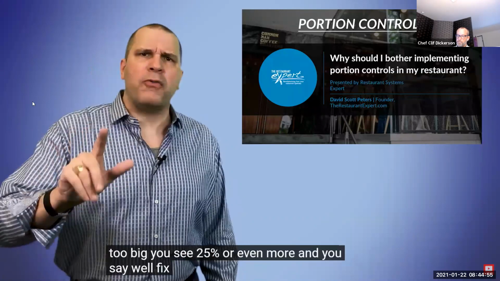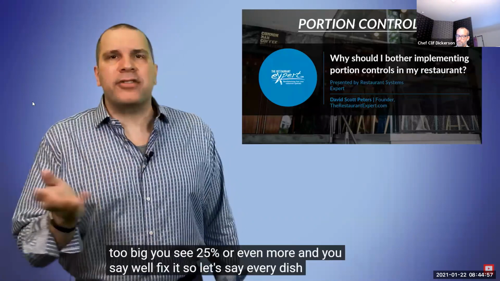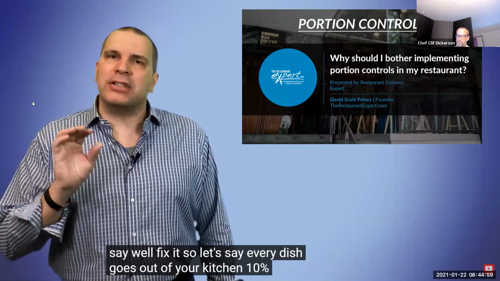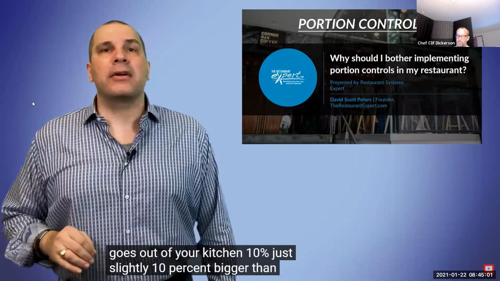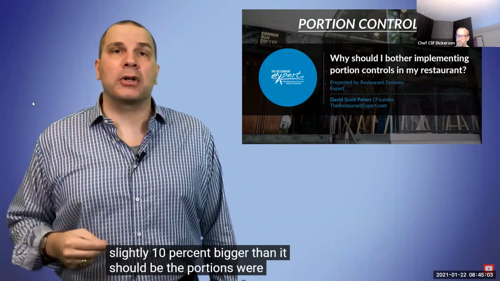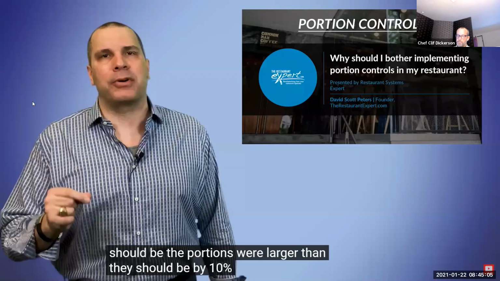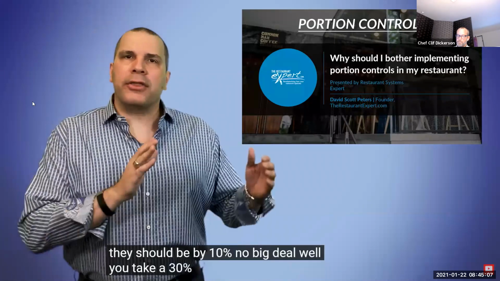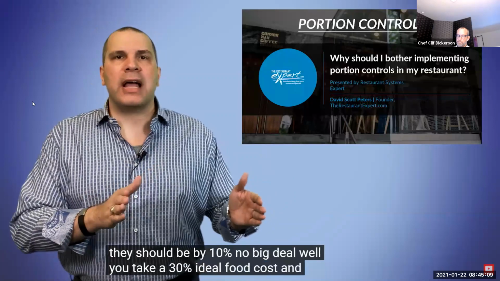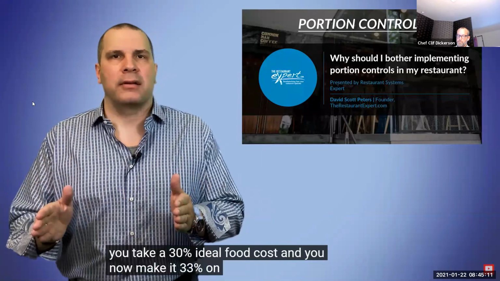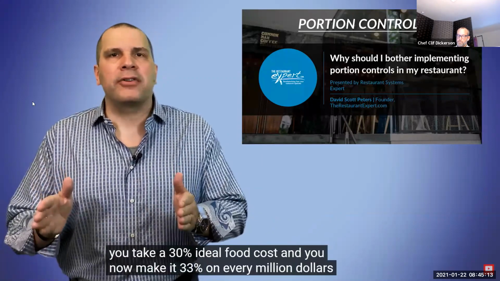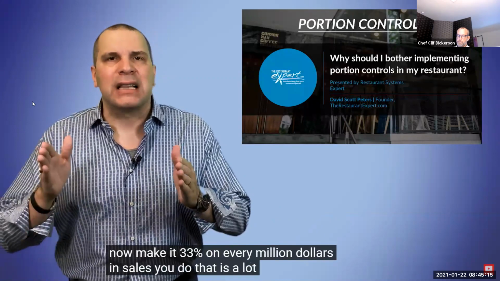You say, whoa, fix it. So let's say every dish goes out of your kitchen just slightly, 10% bigger than it should be. The portions were larger than they should be by 10%. No big deal. Well, you take a 30% ideal food cost and you now make it 33%. On every $1 million in sales you do, that is a lot of money.